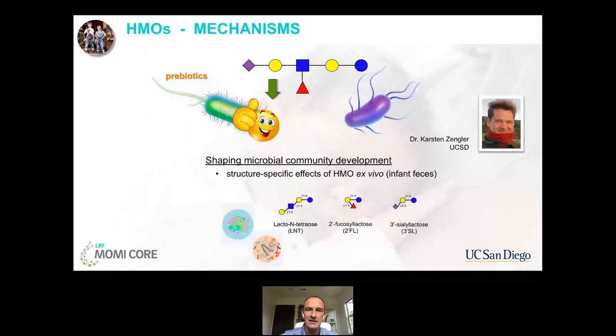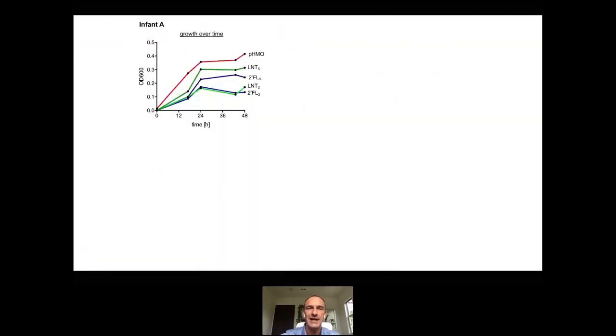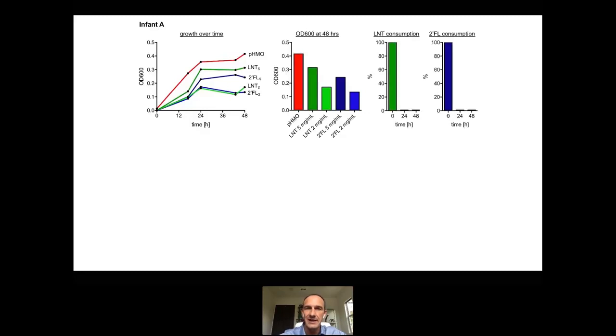Carsten Zengler at UCSD, where we looked at structure-specific effects of human milk oligosaccharides on bacterial communities that we extracted from infant feces. So it's really ex vivo studies. And if we just look at growth, we see that over the first 48 hours, if we feed human milk oligosaccharides, these bacterial communities grow very nicely. Also, if you feed them individual oligosaccharides like 2FL and LNT, you see a nice growth curve. So they use the oligosaccharides as substrate.